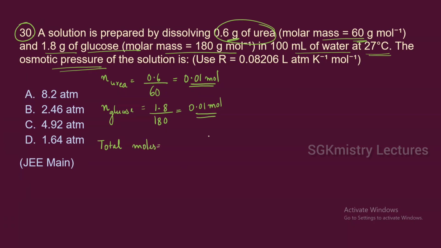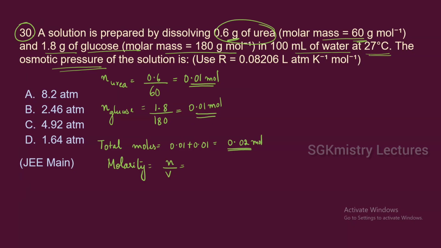So total moles of the solute in the solution will be 0.01 plus 0.01, which is nothing but 0.02 moles. Now, how do we find the molarity? Because for osmotic pressure, we are using molarity as the concentration term. So molarity is number of moles of the solute divided by volume of the solution in liters.